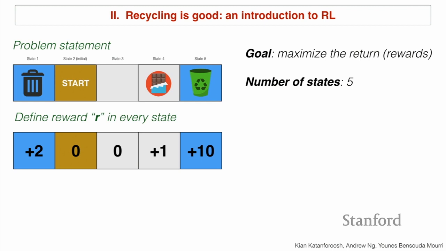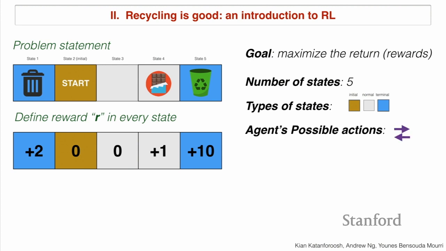So these states are of 3 types. One is the starting state, initial, which is brown. The normal state, which is neither a starting nor an ending state, and it's gray. And the blue states are terminal states. So if we get to the terminal state, we end a game or an episode, let's say. Does the setting make sense? Okay, and here are 2 possible actions. You have to move. Either you go on the left or you go on the right.